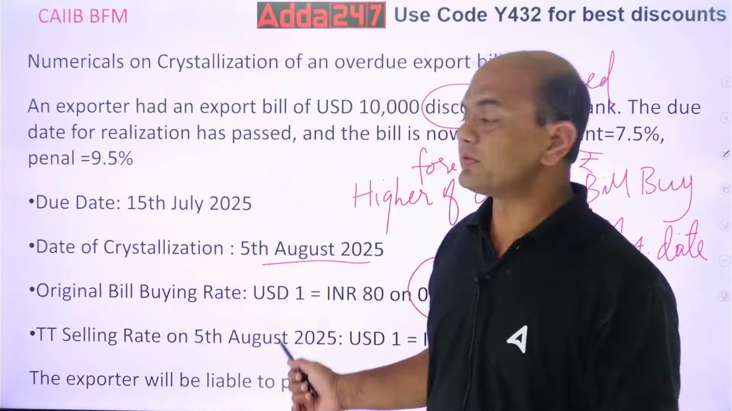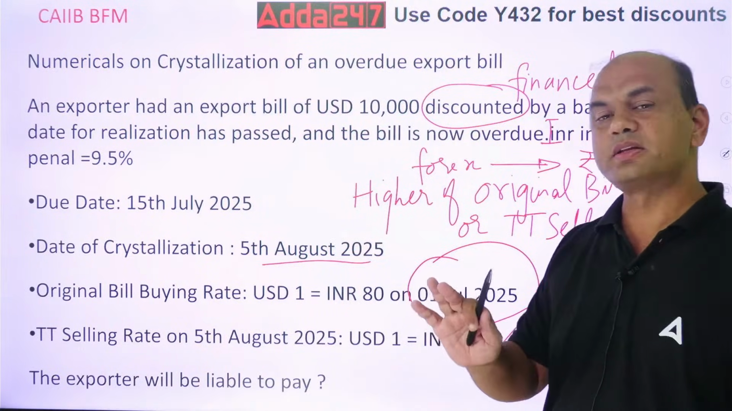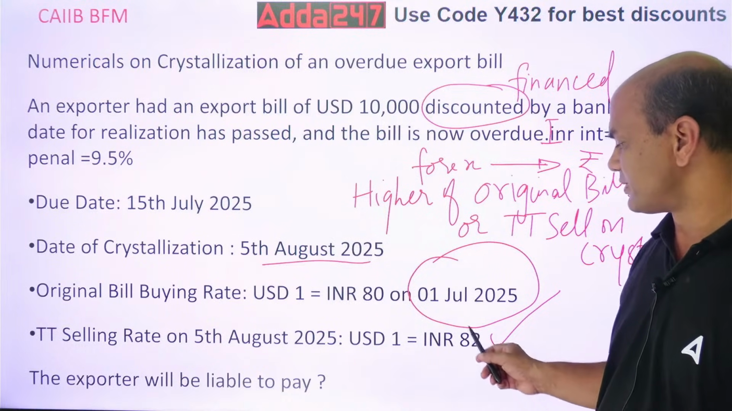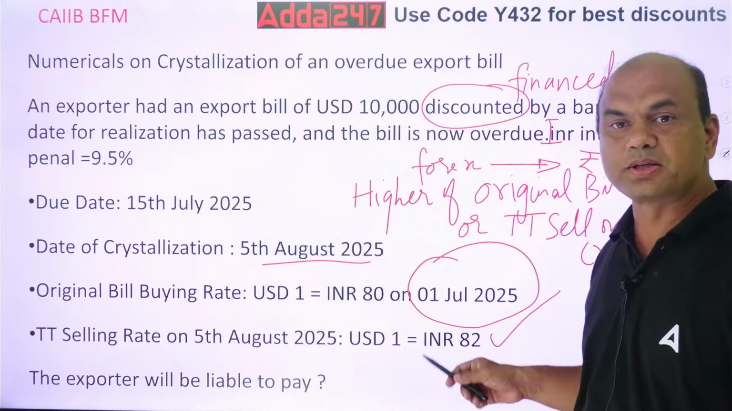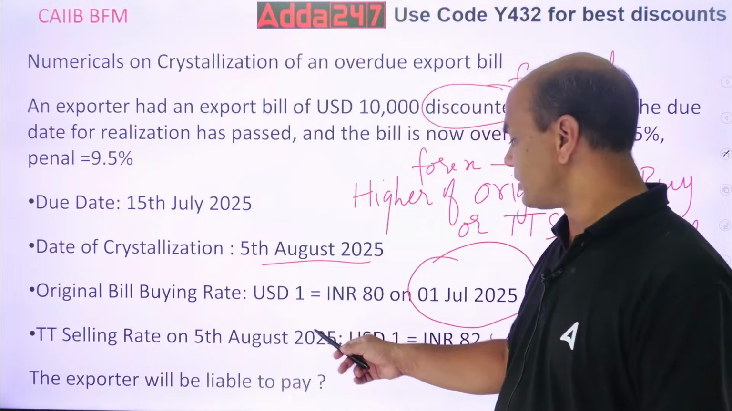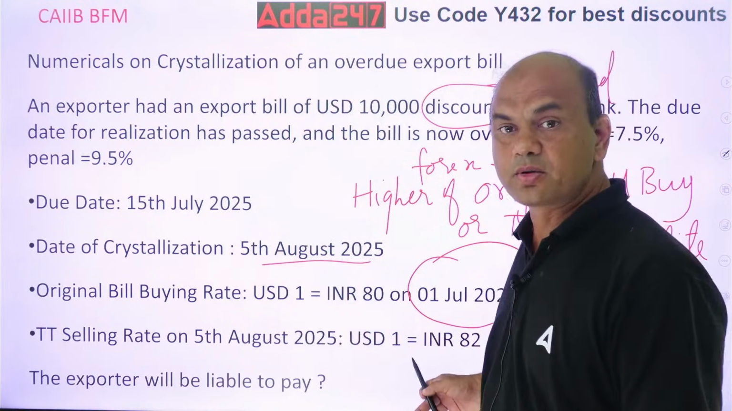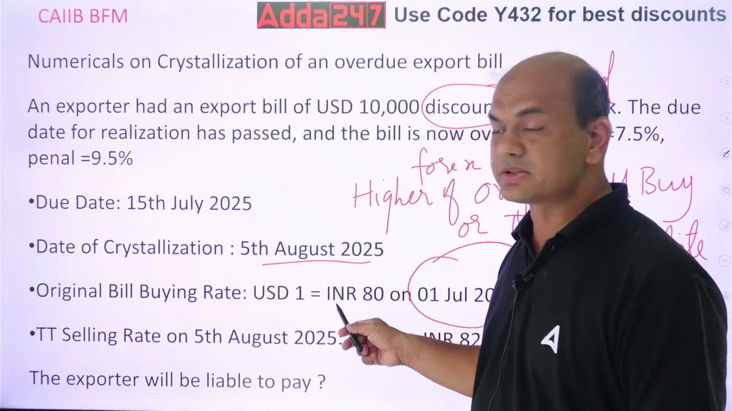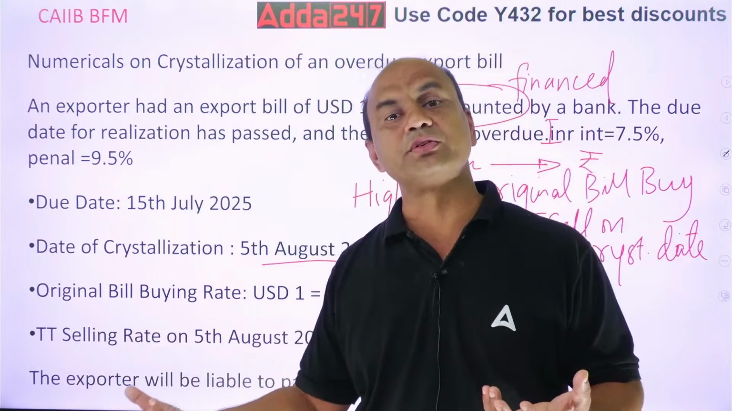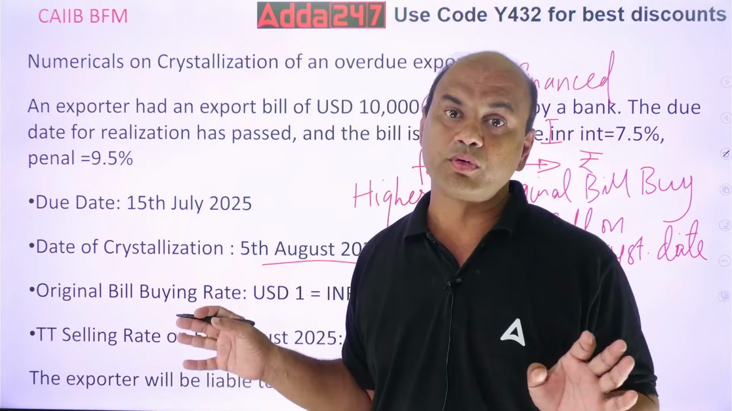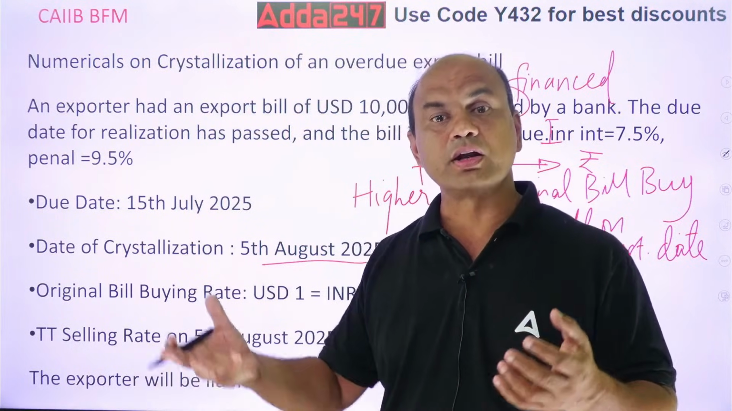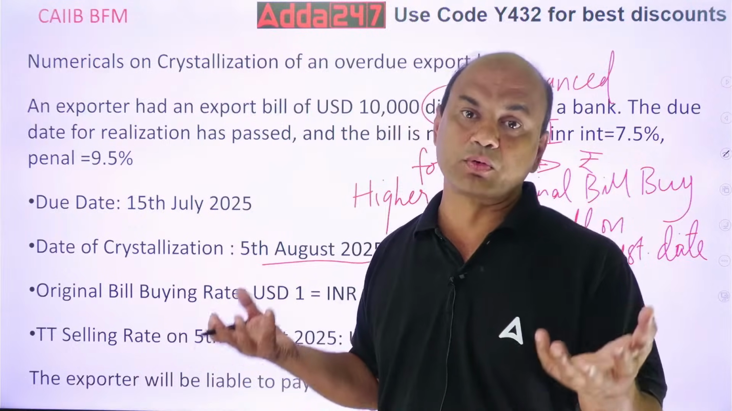Suppose I tell you one hypothetical case. If this rate over here was, let's say, 70 rupees, then what rate will the bank apply? Will the bank apply the 5th August rate, that is 70 rupees? No, it had purchased at 80 rupees. I had purchased something at 80 rupees and now the rate is 70 rupees. So will I sell at 70 rupees? No. What will I do? I take the higher of these two, whatever is my present rate and whatever was my original rate.